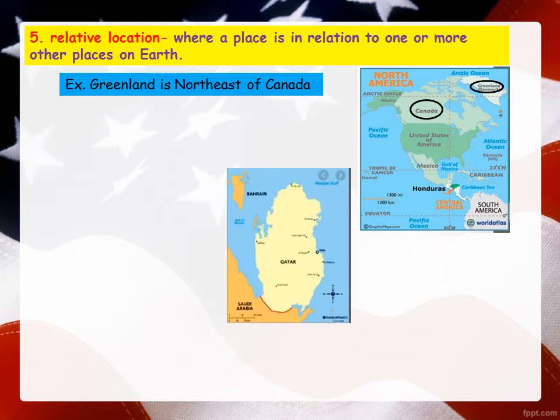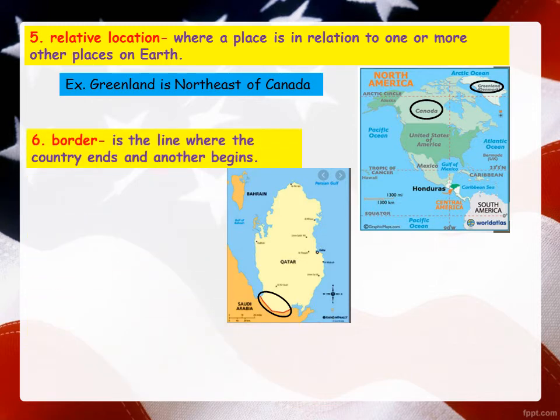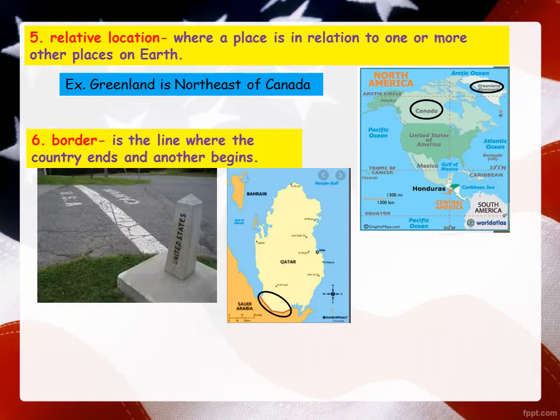All right, number 6. Look at the map here. Do you know the line that separates the countries, guys? We have got our map, and there is a line that separates Saudi Arabia and Qatar. Do you know what line that is? Yes, grade 4, that is called a border. A border is the line where one country ends and another country begins. Here is another example. This line separates Canada and the United States.